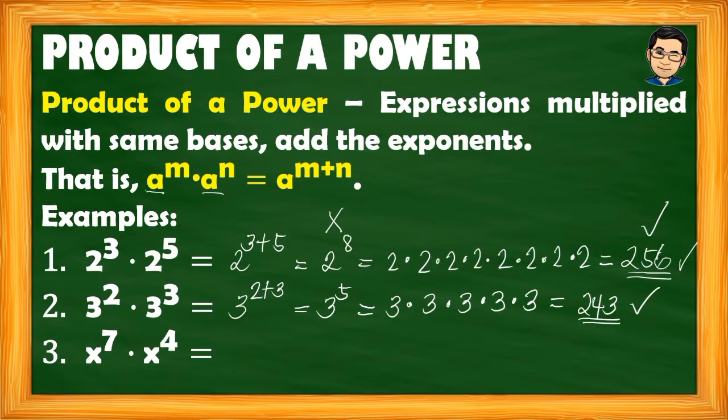Simplified po dapat. Next, x raised to the 7th power times x raised to the 4th power, that is equal to x raised to 7 plus 4. And that is x raised to 11. So, yan na po yung final answer niya. Since variable naman yan, wala namang value yung x na yan, kundi x lang talaga. So, this will be our final answer.